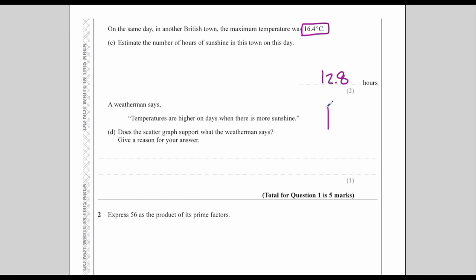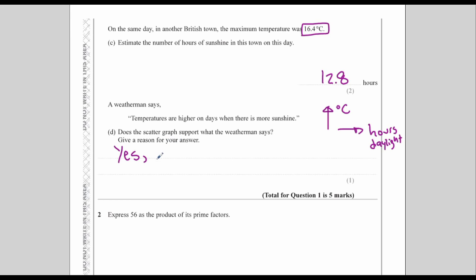Well, we were talking about the positive correlation, and as the max degree C was going up, the number of hours of daylight was going up as well. And if you think about real life, in winter you have short days and the maximum temperature isn't very high. In summer you have longer days and the maximum temperature is higher. Okay, so yes, it does support it because both are going up.